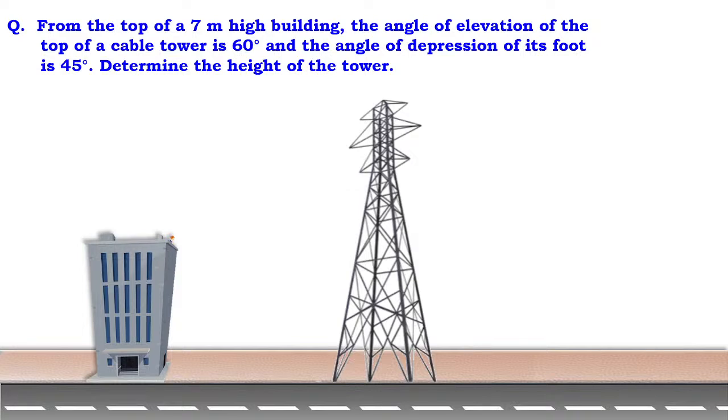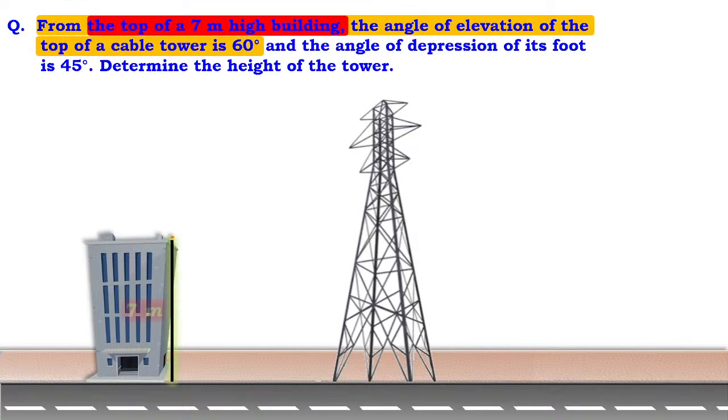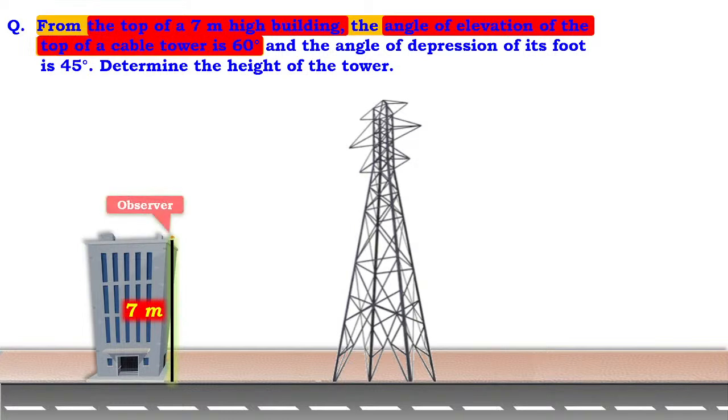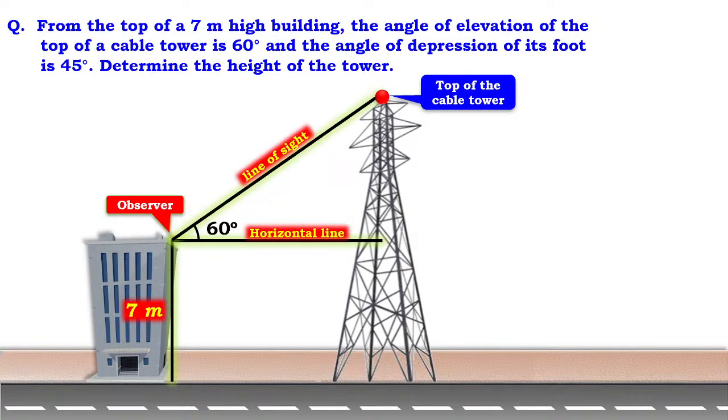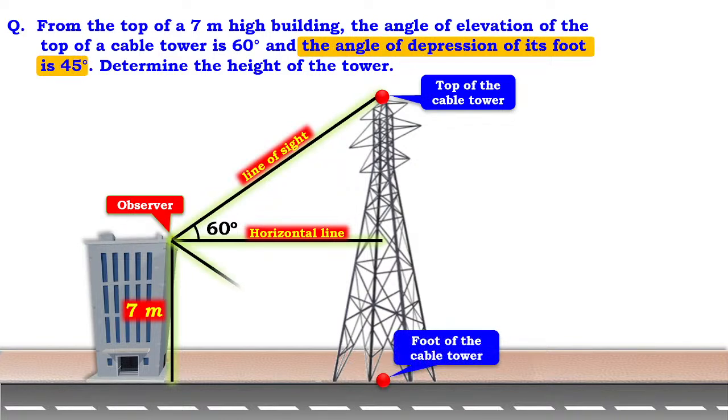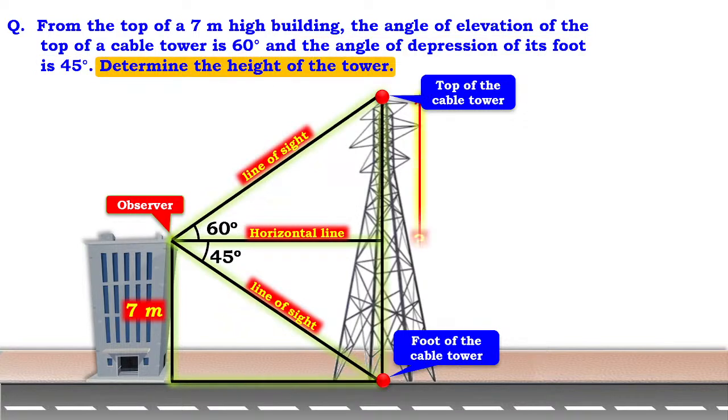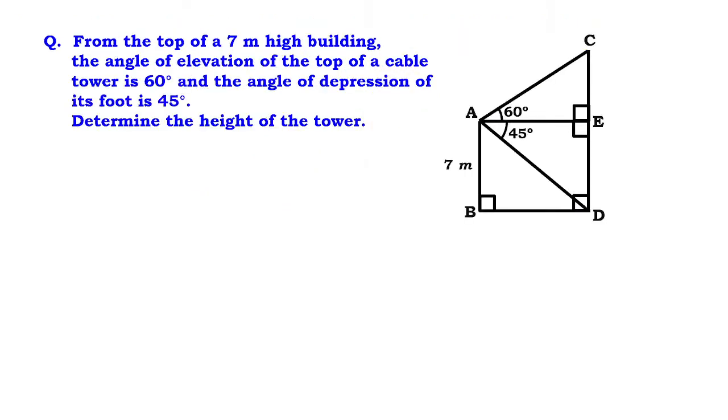We'll check it. So from the top of a 7-meter high building, so here there is a building which is 7-meter high. So this height is given as 7 meter. The angle of elevation of the top of a cable tower is 60 degree. So from this top, the angle is how much here? 60 degree. ठीक है? The angle of depression to its foot is 45 degree. मतलब इधर से नीचे ये हो गया 45, तो ये भी हो जाएगा आपका 45. Correct? This will be 45.